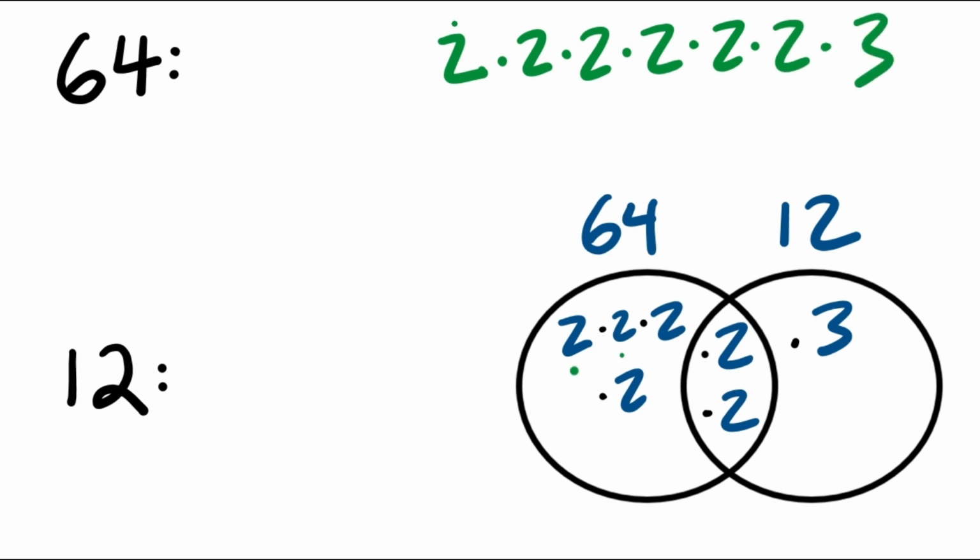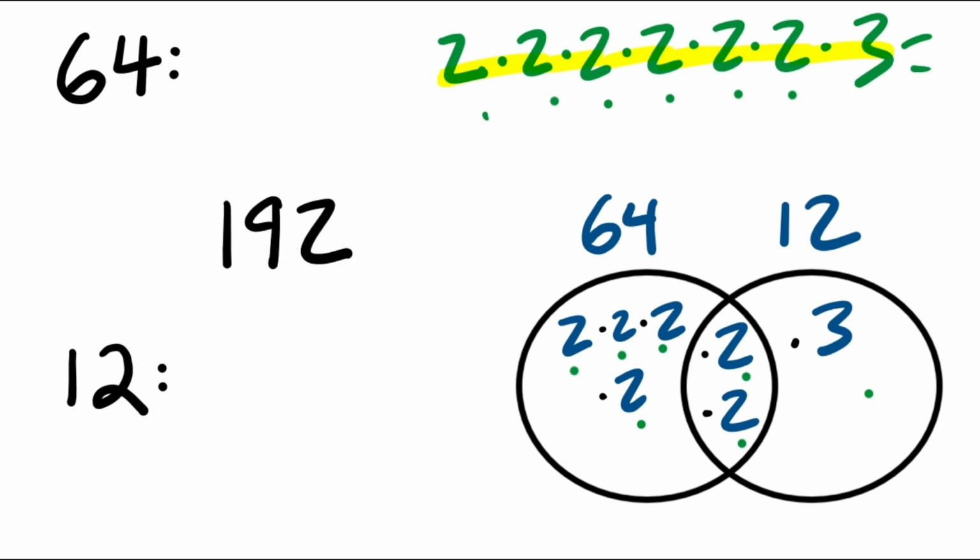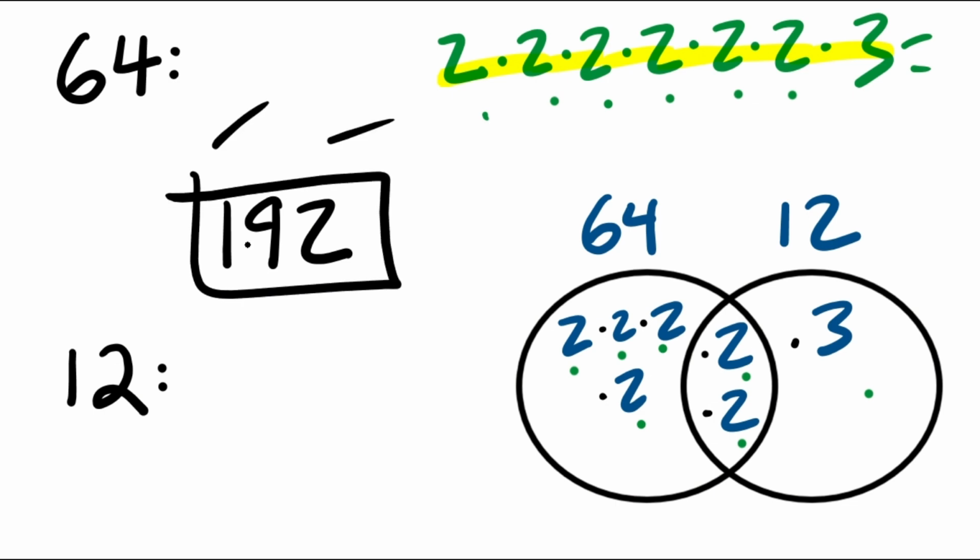How many 2s do I got? 1, 2, 3, 4, 5, 6, and then 1 three. Okay, so let's go ahead and do the math there. 2 times 2 is 4. 4 times 2 is 8. 8 times 2 is 16. 16 times 2 is 32. 32 times 2 is 64. And 64 times 3 is 192.